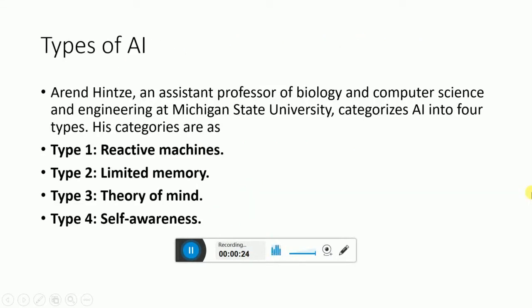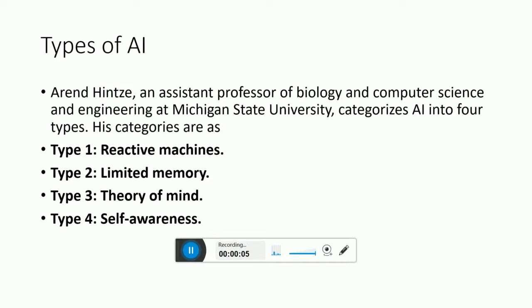Types of AI. Arend Hintze, an assistant professor of biology and computer science engineering at Michigan State University, categorized AI into four types. The first one, reactive machines. The second one, limited memory. The third one, theory of mind. And the fourth one, self-awareness.